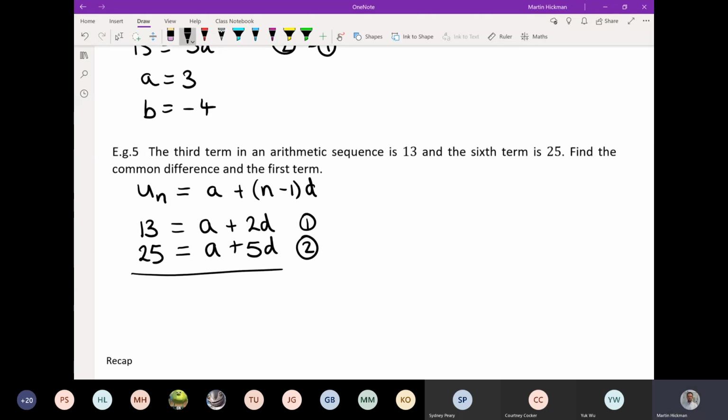I then just do equation 2 take away equation 1. You can do it other ways, but it's probably the quickest way. And we simply get d as 4. And then when we substitute d in, we simply get a as 5 there.